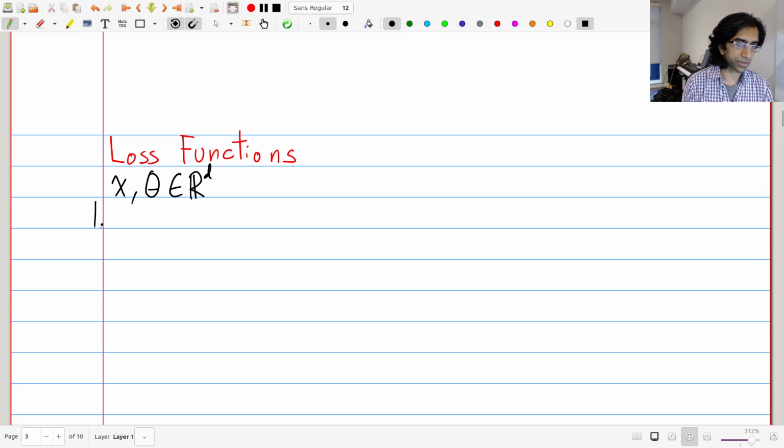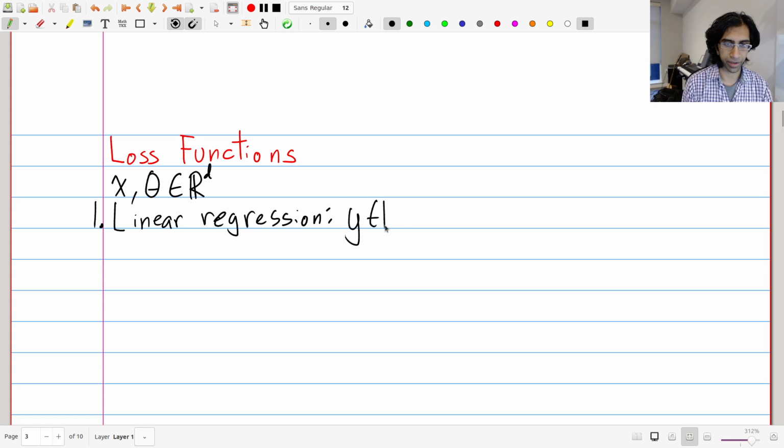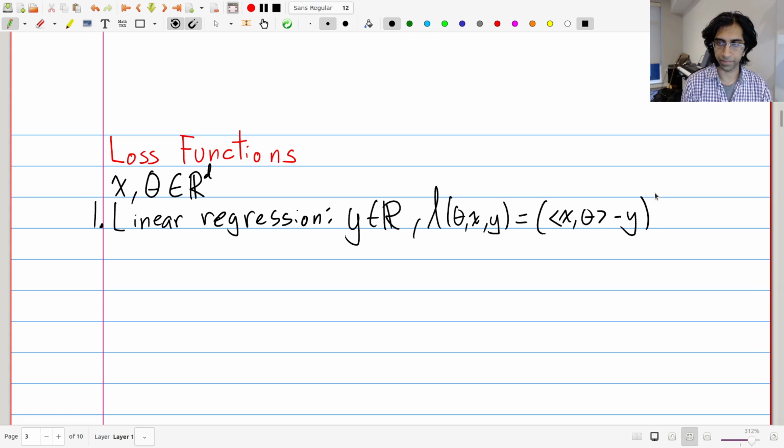But what are some of the different loss functions we might consider? Well, one is for the problem of linear regression. In this case, y is a real number, because it's a numeric label, and the loss function on theta, x, y is equal to the inner product of x and theta minus y, squared, the squared loss. So that's what we already talked about.